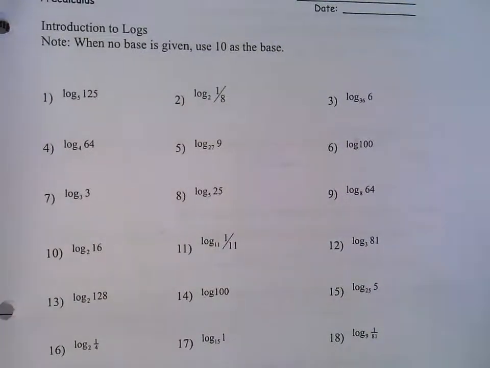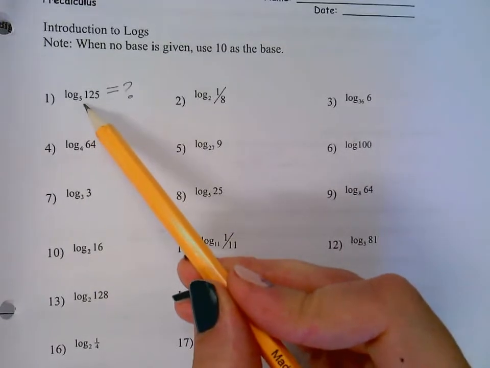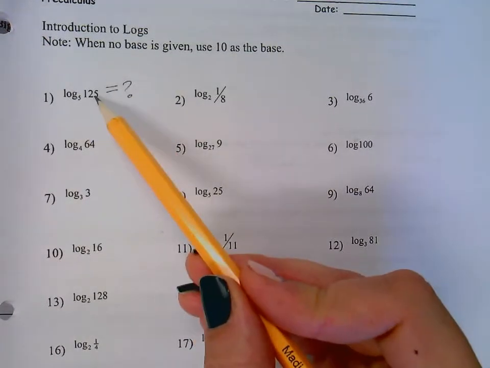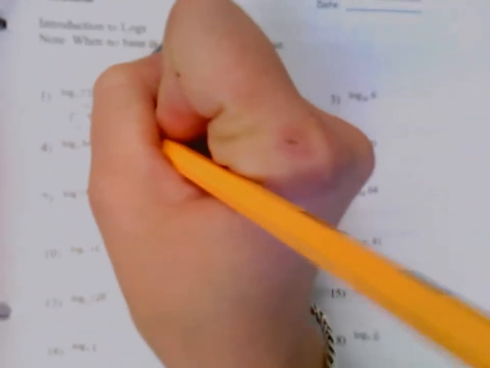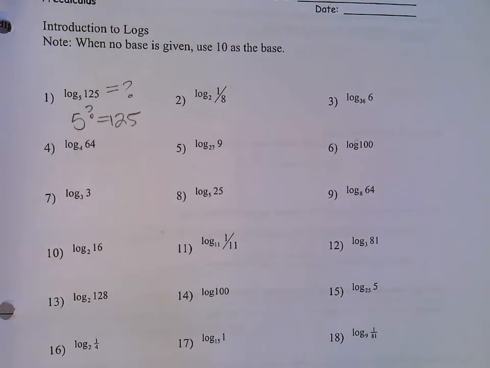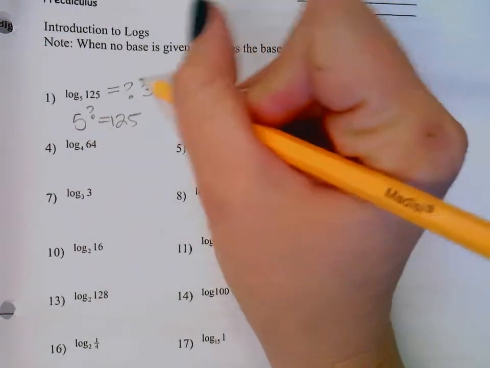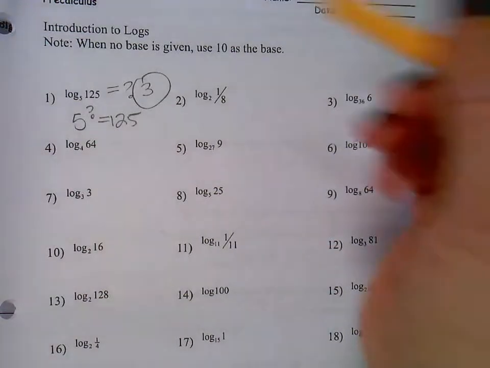So for log functions, we're looking for what exponent 5 needs to get raised to get to 125. The exponential expression would be 5 to what power is 125? And this is the basis for logs. 3 is the answer. So being able to represent exponents in log form is the basis for this whole unit. And if you can understand this page, you should be able to understand the rest of the unit, hopefully.